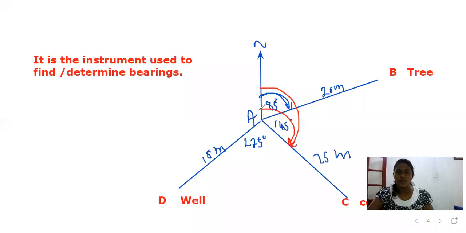Next, the bearing of the well from A is 225 with the distance of 18 meters. That is how we read a given figure with the bearings. Do you understand, children? Yes, teacher. All of you clear? Right. So in this way, to draw this figure and the table, please leave the space.